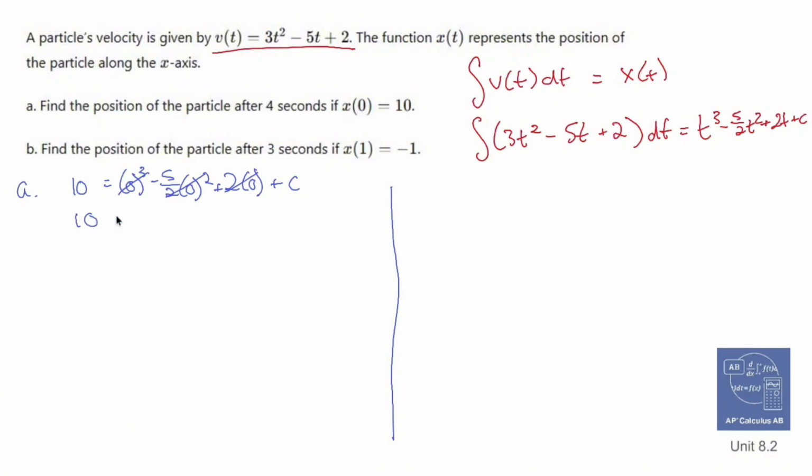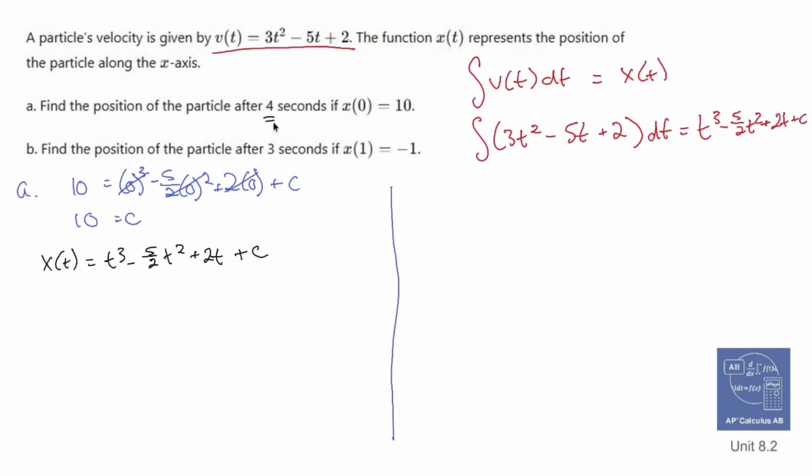Okay, so in this case, 10 is c. Now that I know that, I can rewrite this equation and say my position function, x of t, is going to be t cubed minus 5 halves t squared plus 2t plus c.